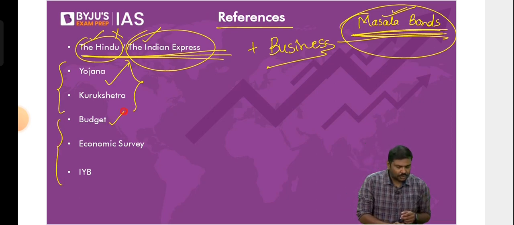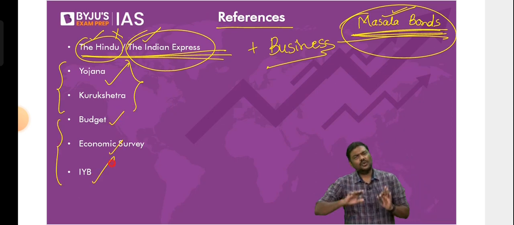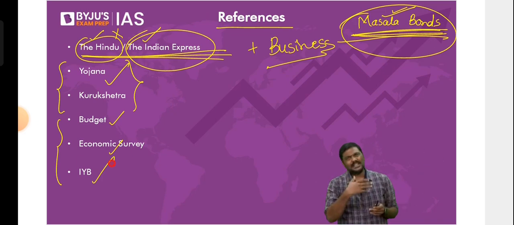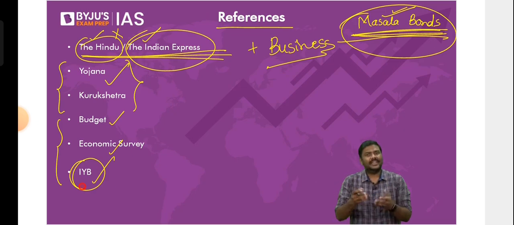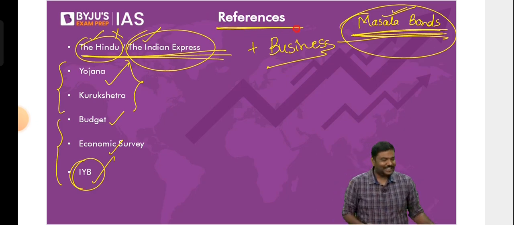Apart from this, you will also have to go through the budget, economic survey as well as India Yearbook. Budget and economic survey will be covered in the live sessions. Please have a look at it. Don't worry. And India Yearbook, you have to read for covering schemes. Different schemes you have to read. Get the information from IYB. Done. So this is a list of the references. A very small list of references.